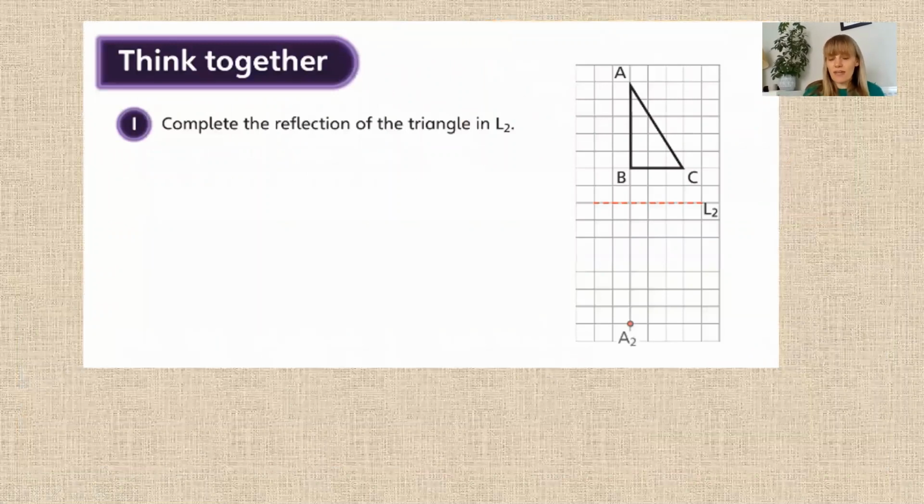So let's have a go then. Let's have a look at this one. Complete the reflection of the triangle in L2. So now this has done for you the vertex A, because when it's a second one, you can see it has a little 2 next to it, so A2.